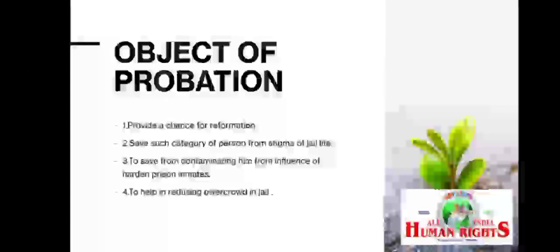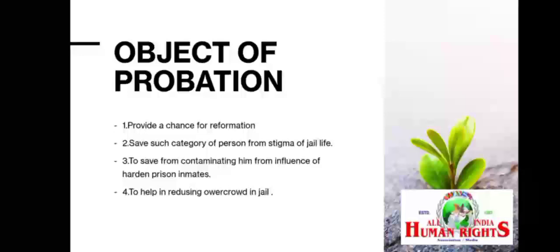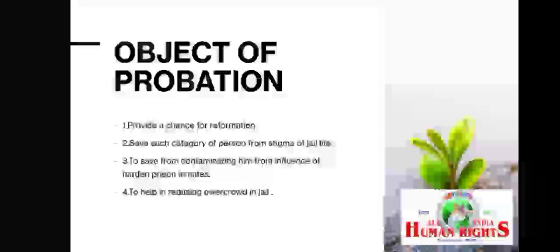So what is the object of the probation? The first one is to provide a chance of reformation. The second one is to save such a category of persons from the stigma of jail life, that when a person goes to jail, whether he is guilty or not, he will always be an offender. That is a social stigma which is present in our society. So a main object of the probation is to save a person from the social stigma.